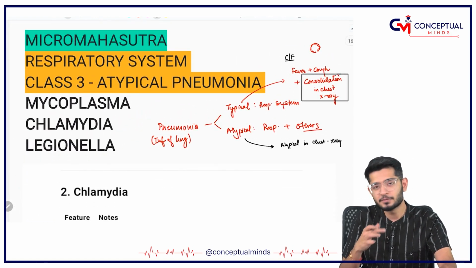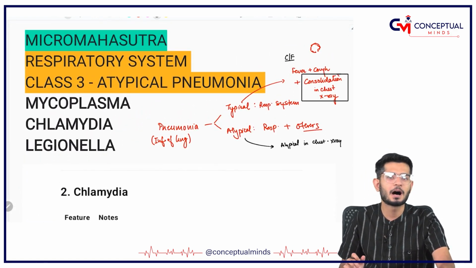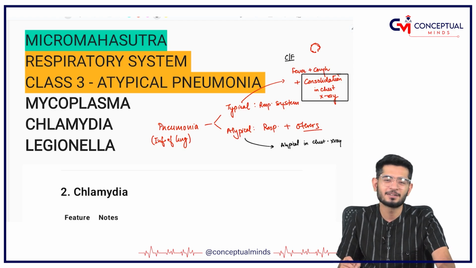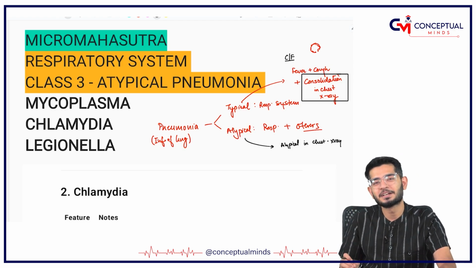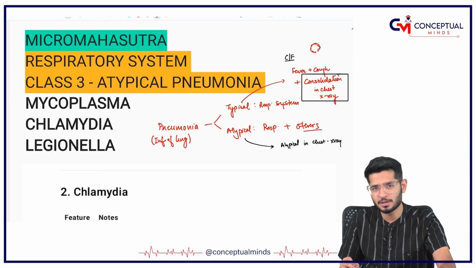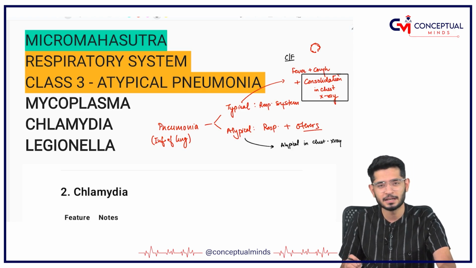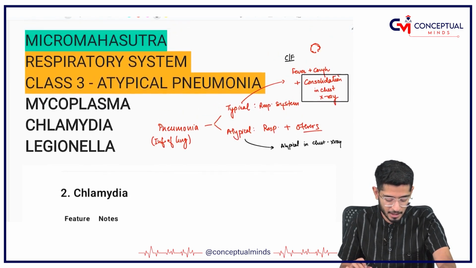So this is mostly the domain of medicine. You can ask the medicine faculty, or I will request the medicine faculty that we both can work together on a combined vertical integrative session on typical and atypical pneumonia. Still, if you are unable to understand, you can comment in the chat box. I'll give you the reply there and then.